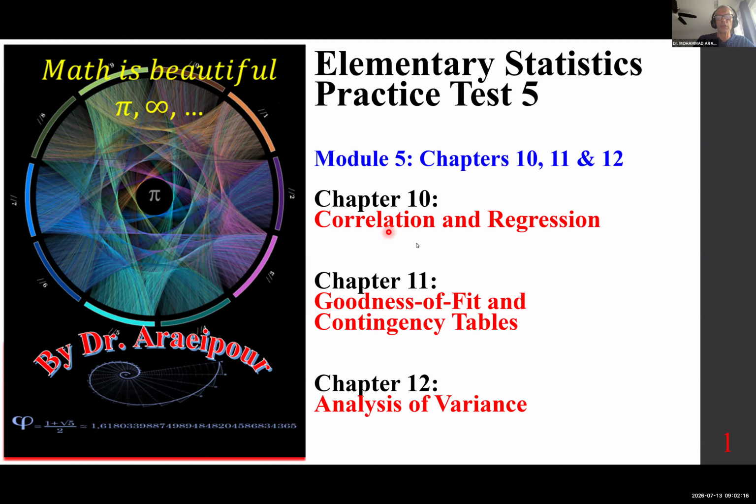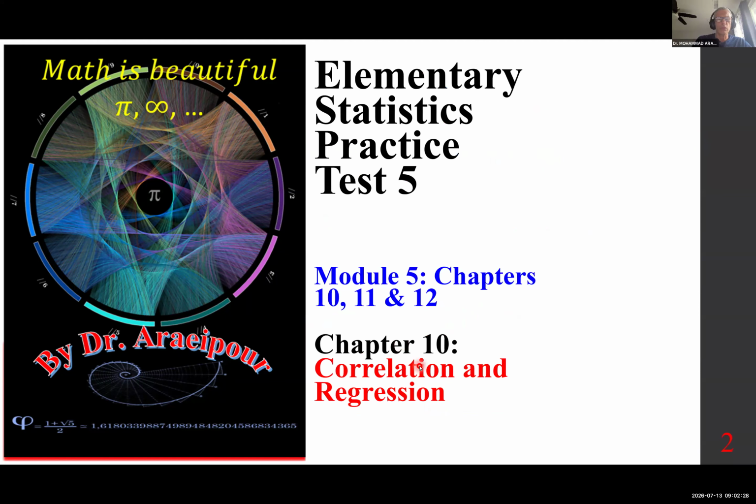Chapter 10, correlation and regression. Chapter 11, goodness of fit and contingency tables. Chapter 12, analysis of variance. And here we are going to cover chapter 10, correlation and regression.